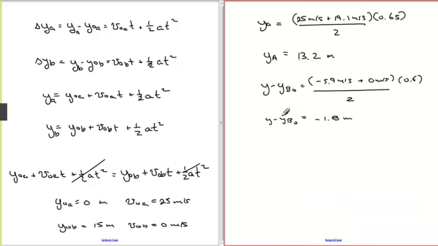But since y sub b0 is 15, you'd get y is equal to y sub b0 minus 1.8 meters. So y is equal to 15 minus 1.8 meters, which is 13.2 meters, which is the same answer we got up here. So all this will work out as long as you're very consistent about how you set up your system and where you measure things from.